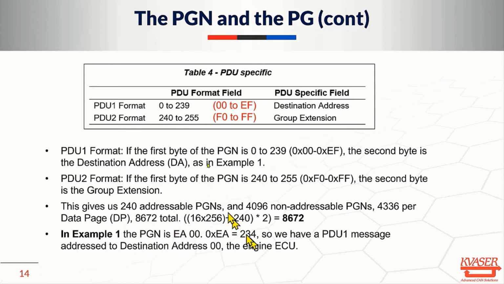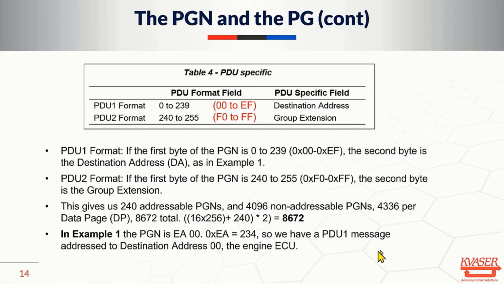Example 1 in this case is EA00. EA is 234, which falls in this range. It's a PDU1 format message. The second byte is the destination address. The second byte is 00, the engine ECU. So the engine ECU is the destination address. Okay, we have a PDU1 format message addressed to the destination address, the engine ECU, in this case.